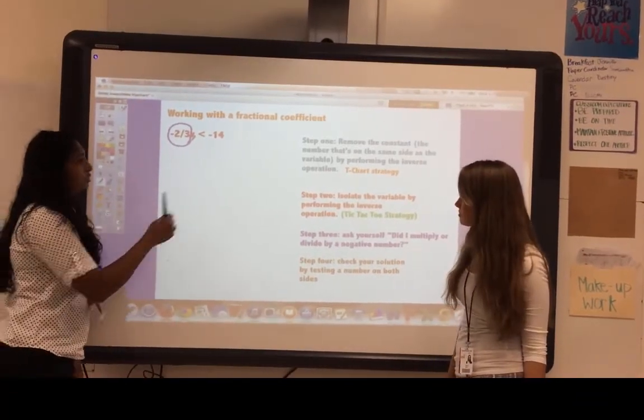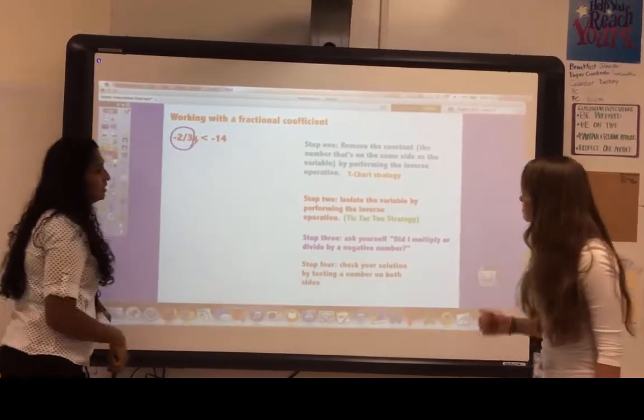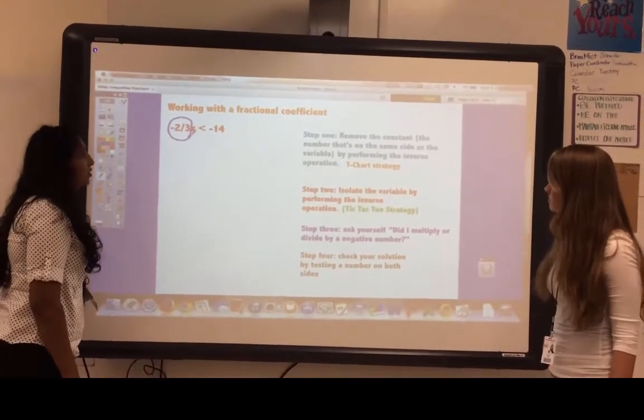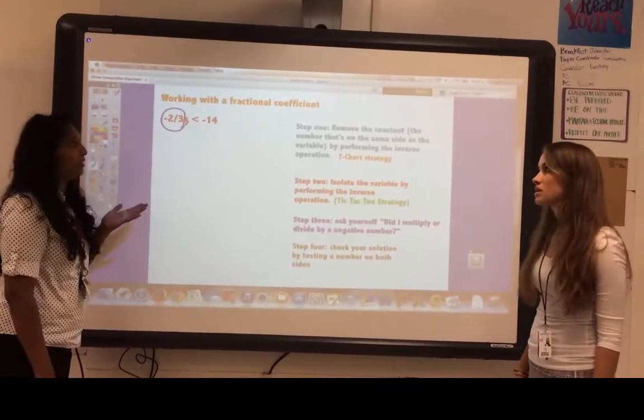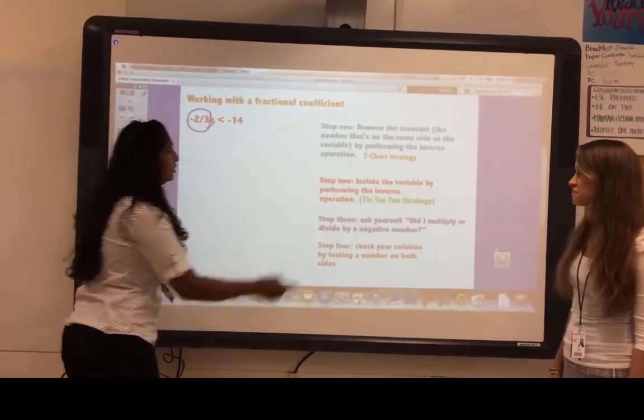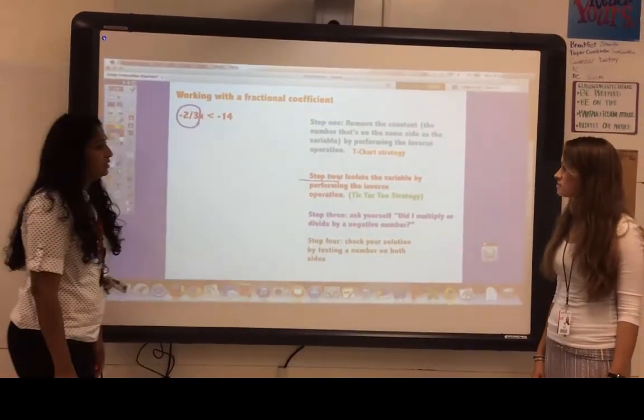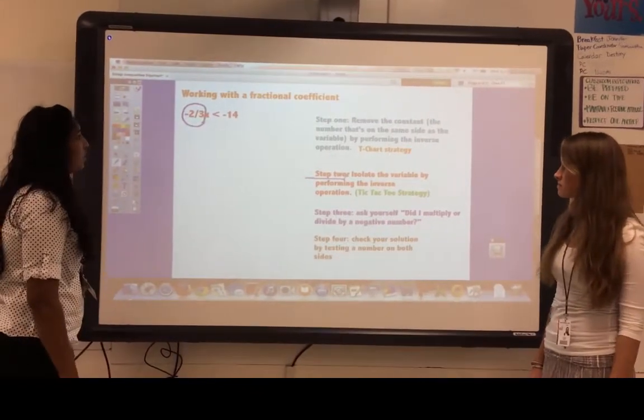So step 1 says to remove the constant. It's the number that's on the same side as the variable. Do we have a constant in this problem? No, we don't. So we can go ahead and move on to step 2. Step 2 says that we need to isolate the variable by performing the inverse operation.